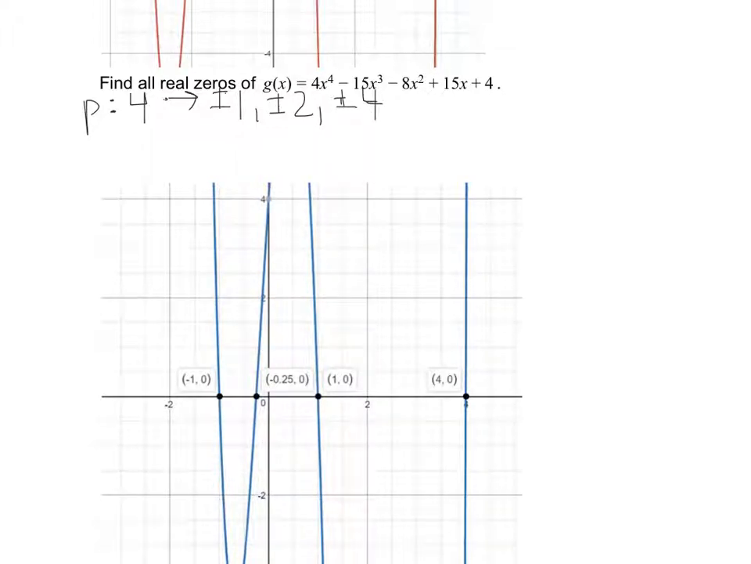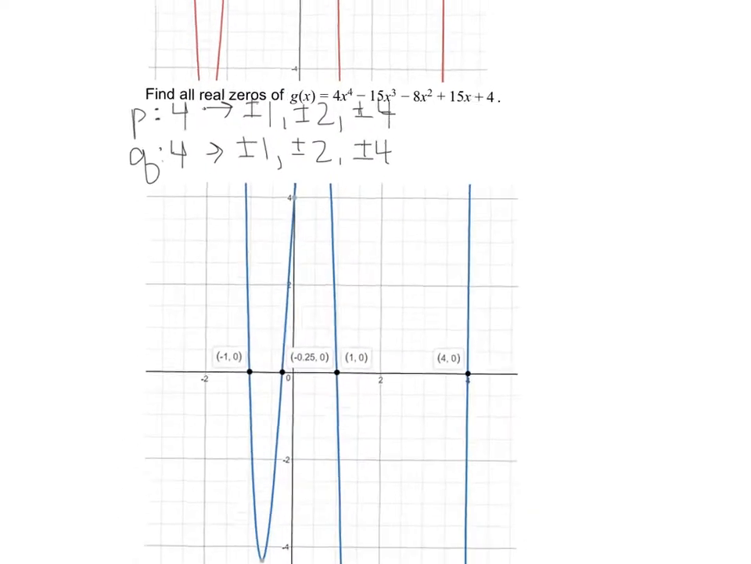Okay. Q is also 4. My leading coefficient is also 4, so it's got the same factors: plus or minus 1, plus or minus 2, and plus or minus 4. So now we actually want to do P divided by Q to get all of our potential factors.